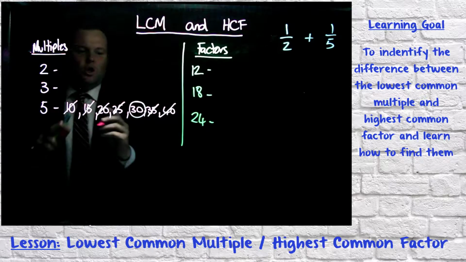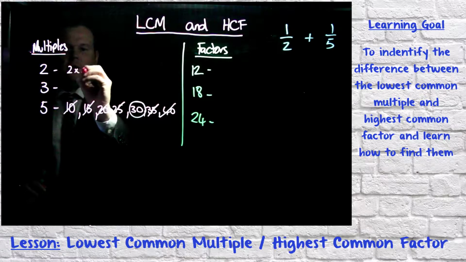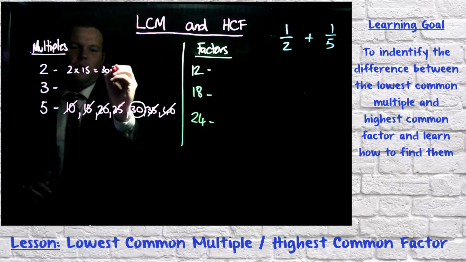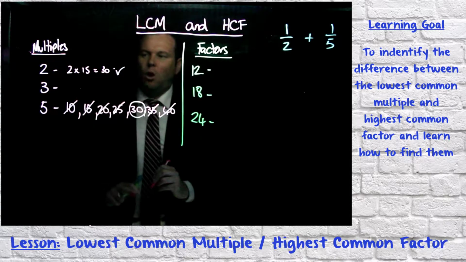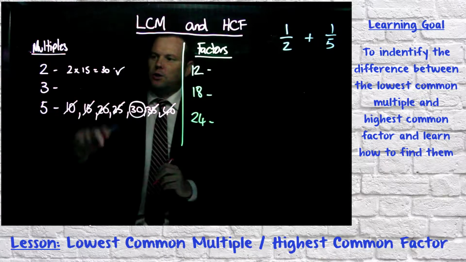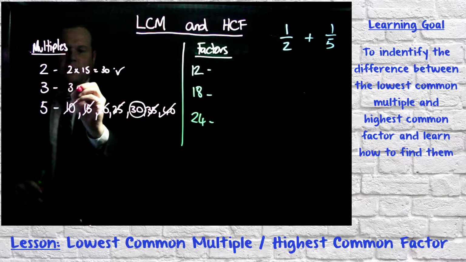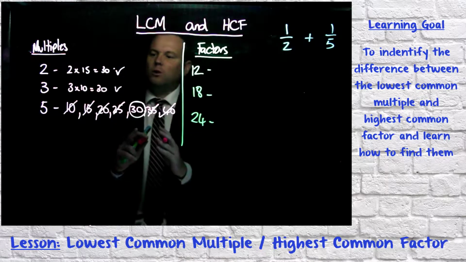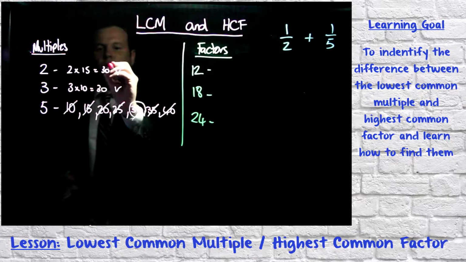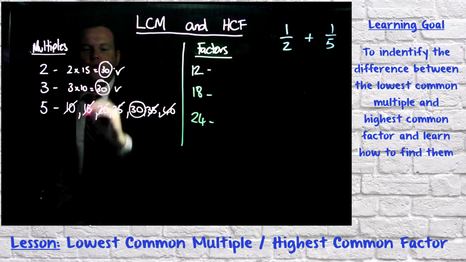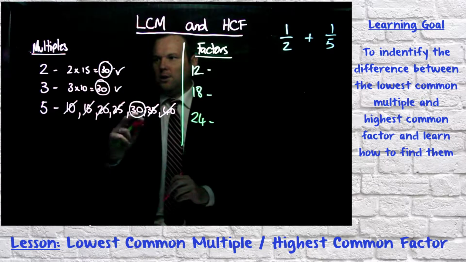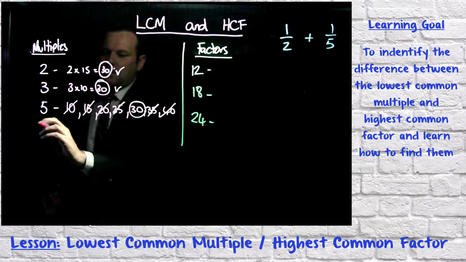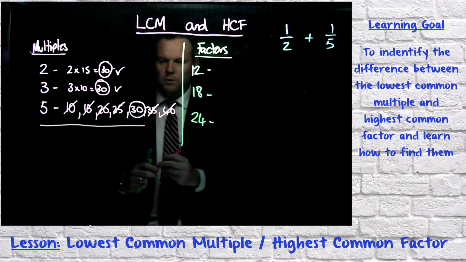Obviously, 2 times 15 is going to equal 30, so yes, it is a multiple of 2. 3 times 10 equals 30, so yes, it is a multiple of 3. So that means that our lowest common multiple for 2, 3 and 5 is 30. So that's a quick way of working out your multiples.